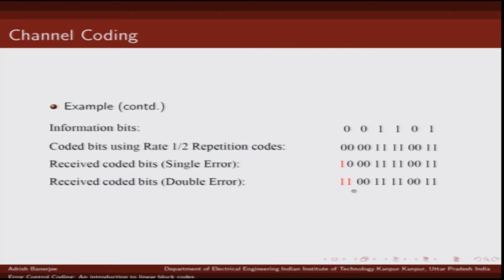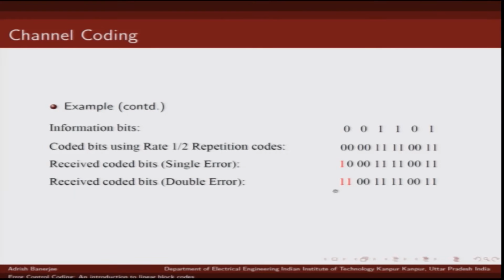Again we will follow the same logic for decoding, we will look at 2 bits at a time. So, the first 2 bits are 1 1. Now, since these bits are the same, we will decode them as 1, but what was transmitted? It was 0. So, we can see that this is a case of undetected error. Even though these 2 bits were received in error, the decoder is not able to detect this error.